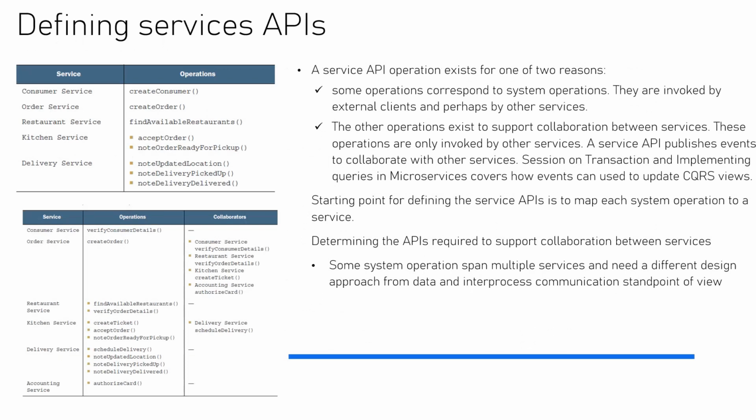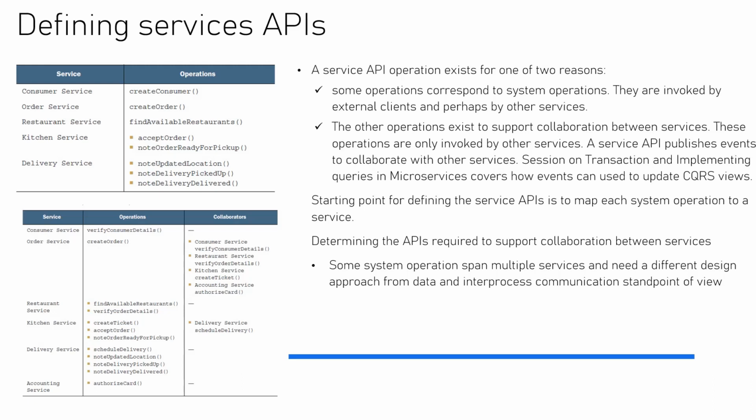So next, obviously, we come to a point of defining service APIs. You've got your operations, you have your services. Now, a service API operation exists for one of two reasons. Some operations correspond to system operations, and they're invoked by external clients and perhaps by other services. Other operations exist for collaborating between services. These operations are only invoked by other services. The service API also publishes events to collaborate. Again, depending on the design, you may take different approaches. The session on transactions and implementing queries in microservices covers how events can be used to update a CQRS view.